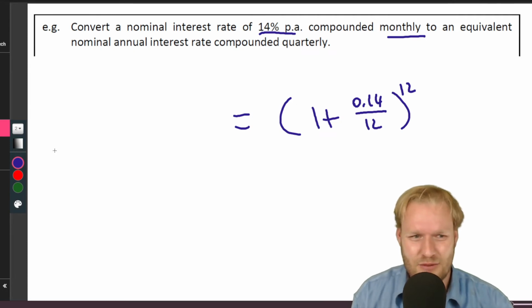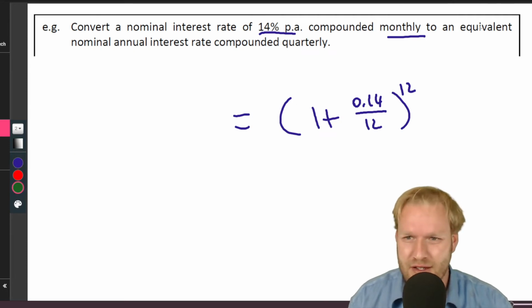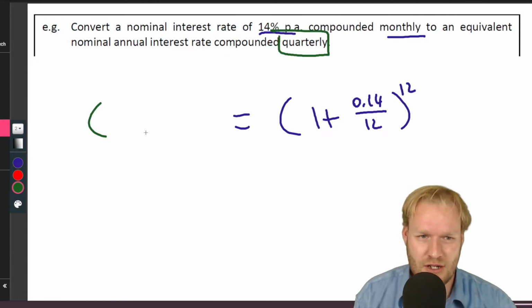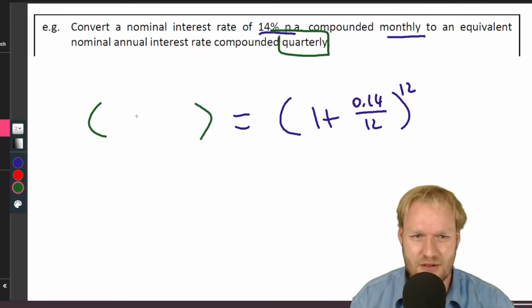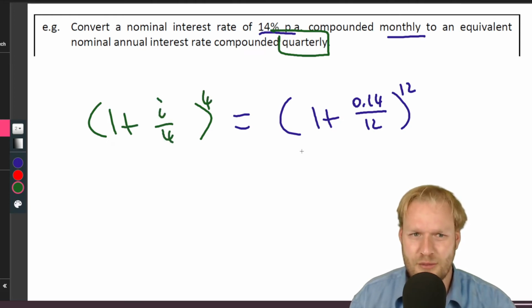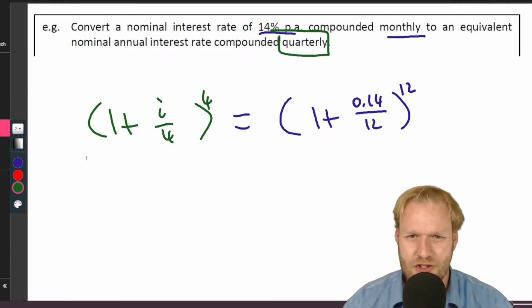But now what we need to convert this to is an equivalent nominal annual rate compounded quarterly. So now on the left-hand side, we're going to do the same thing. 1 plus I over 4 to the 4. But this time we don't know what I is. So now we've got something to solve. So go for it, solve.